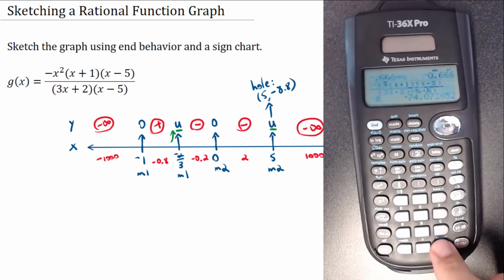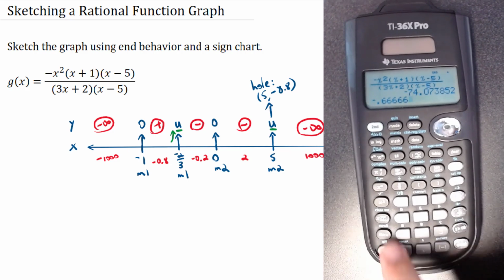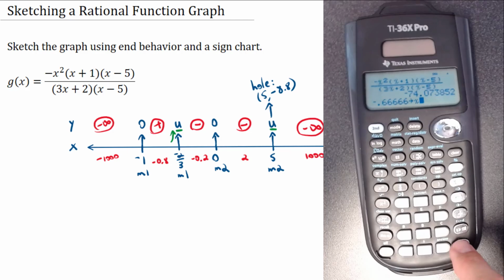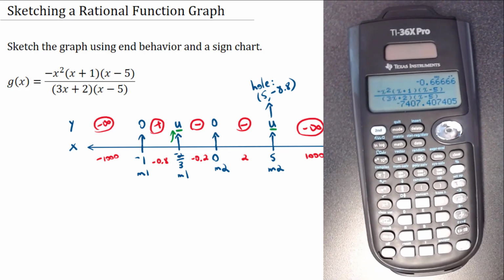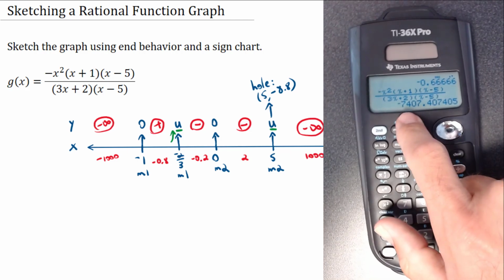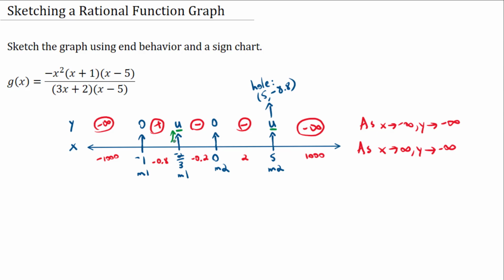Let's do negative 0.66666. Store that for x. And recalculate our function. So we get negative 7,407. So as we get closer to negative 2/3 from the right, we get really big negative numbers. So it's going to be going down as it gets close. Let's see what happens when we put all of this onto a graph.